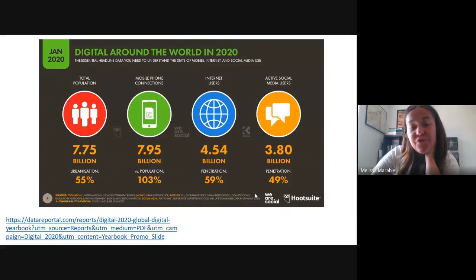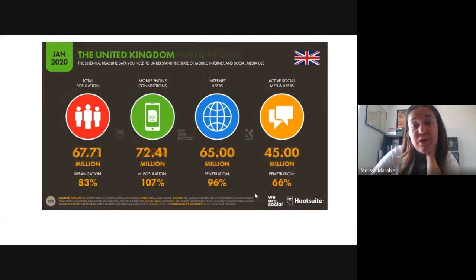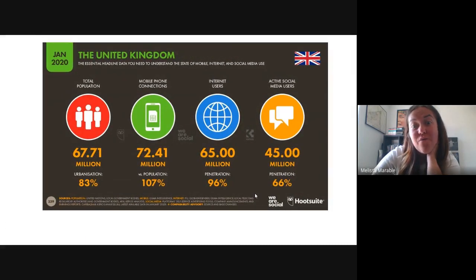Now, for January 2020, I've looked at the UK. Whoa, we've got a load. So the total population of the UK is 67.71 million. Mobile phone users is 72.41 million. You're going to think, well, why can that be? We don't have more phones than we do people. Well, we actually do in this country. Many people have not just one mobile phone for their personal use, but may have two, one for their business and one for their personal use.